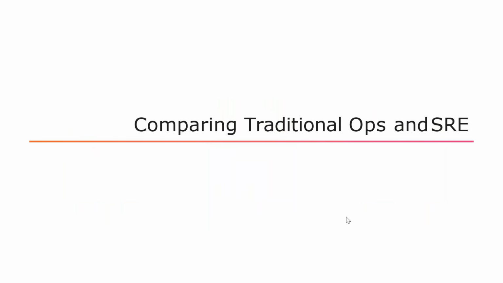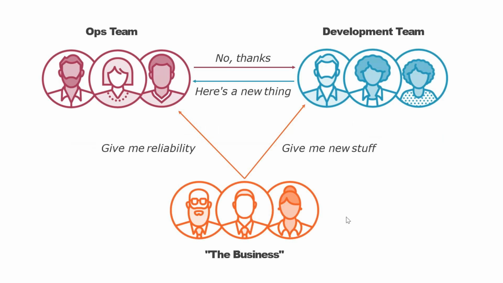So comparing traditional ops and SRE, how can you compare? How is it different from the ops team which we had earlier, and now we are going to make it an SRE team? Its approach is different. Look at this: here you have an ops team, and here you have a development team. Sometimes you call it a development team, sometimes an engineering team. That's okay. The ops team manages the software environment in production, and the development team does the planning, development, testing, and all kinds of things.